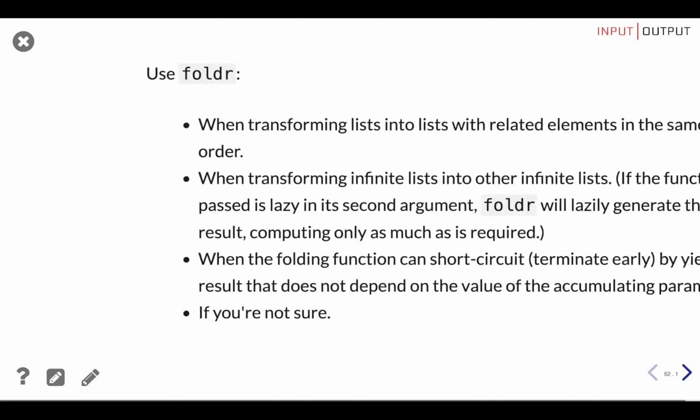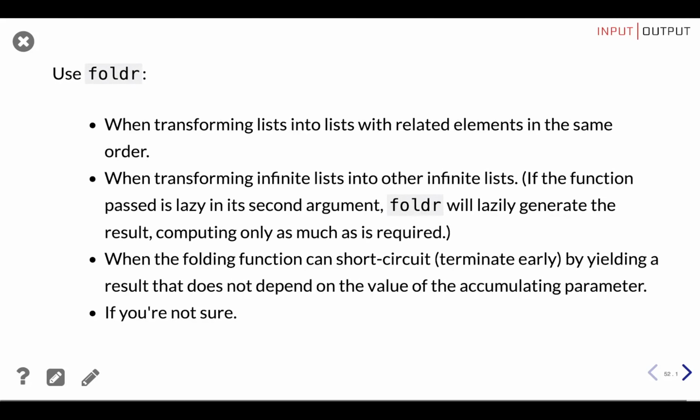And finally, when should you use foldr? When transforming a list into a list with related elements in the same order, when transforming an infinite list into another infinite list, because if the function is lazy in its second argument, foldr will lazily generate the results, computing only as much as is required. Also, when the folding function can short-circuit by yielding a result that does not depend on the value of the accumulated parameter.